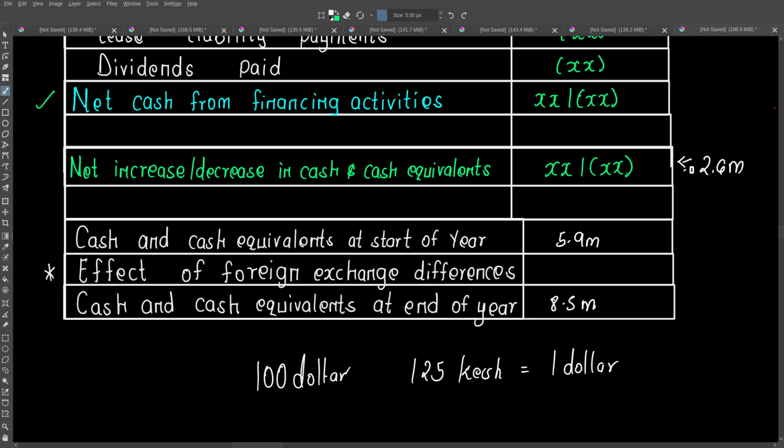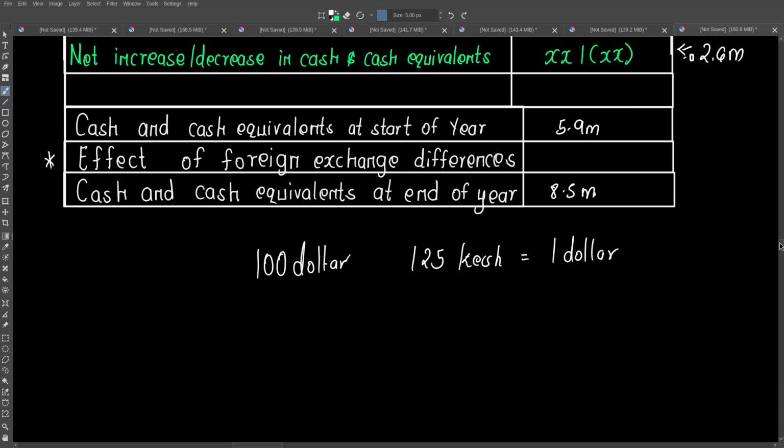But at the end of the year, there has been no change. Your account still has this $100 in that dollar account. You have a dollar account, okay? But the rate at which the Kenyan shilling is trading at is, let's say, for example, 130, okay? So there has been a change because of the effect of foreign exchange.